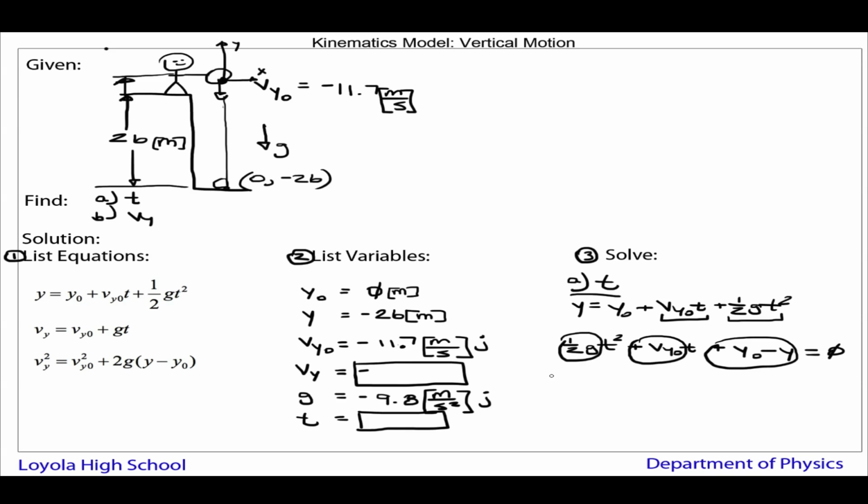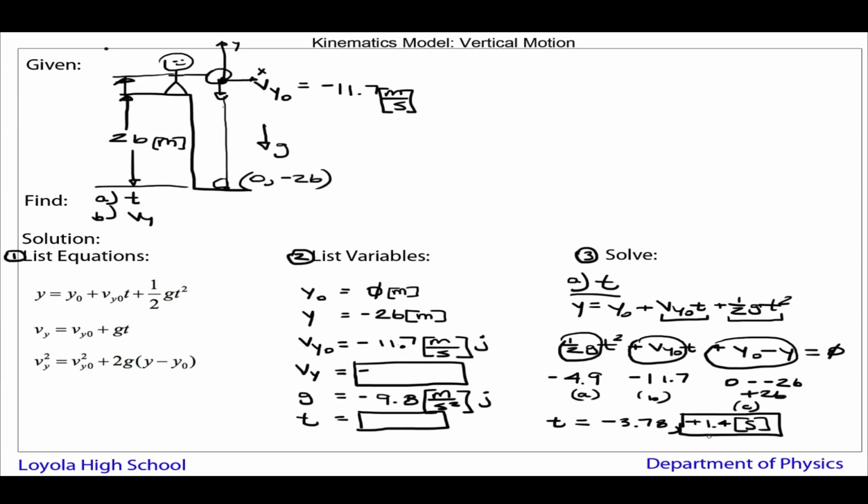So 1/2 times 9.8 is negative 4.9. That's a in the quadratic formula. B is negative 11.7. That's B. And C is, now we gotta be careful here, this is 0 minus negative 26. So C is actually plus 26. Okay? If you use the quadratic formula and solve for time, you're going to get two roots. You're going to get negative 3.78 and positive 1.4. So since time can only be positive, we're going to say that the positive root is the amount of time it takes for it to hit the ground. So that's the answer to part A.